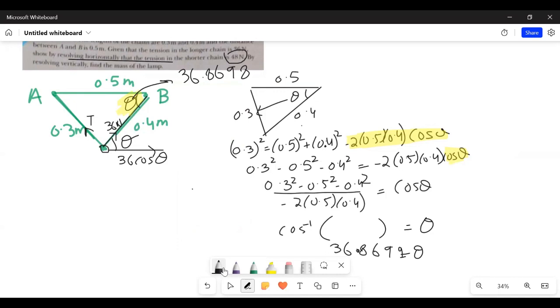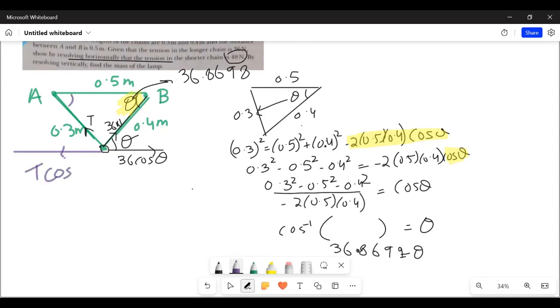Okay. Now we're going to look at the component of T, the other tension whose value we have to find. So its horizontal component is going to point in this direction. And it's going to be T cos, let's call this X, angle X. So this is going to be angle X and this will be angle X. Now you need to find angle X.